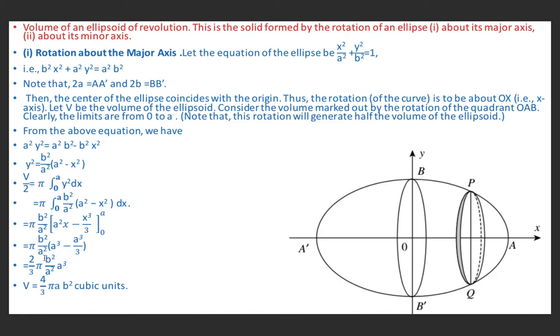So it is pi b square upon a square. Substitute the upper limit, so it is a cube, and here a cube upon 3. If we substitute the lower limit, this is 0, here it is 0. So it is pi b square upon a square, and this is a cube minus a cube upon 3, means 2 a cube upon 3. So 2 upon 3, and this is a cube, and this is pi b square upon a square. Because this was V upon 2, the total volume is equal to 4 upon 3 pi a b square cubic units.